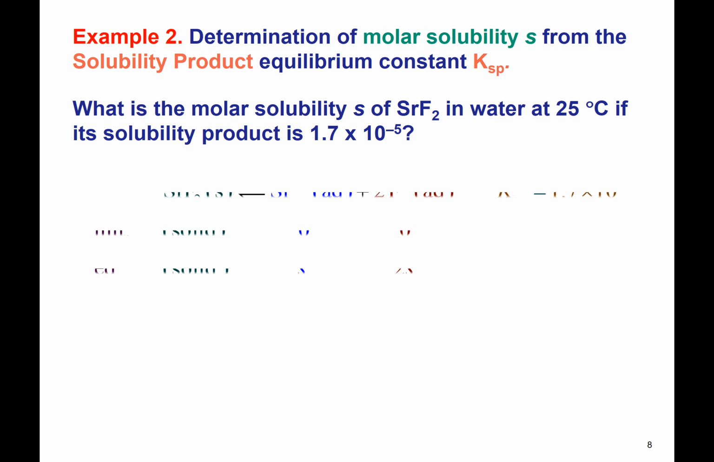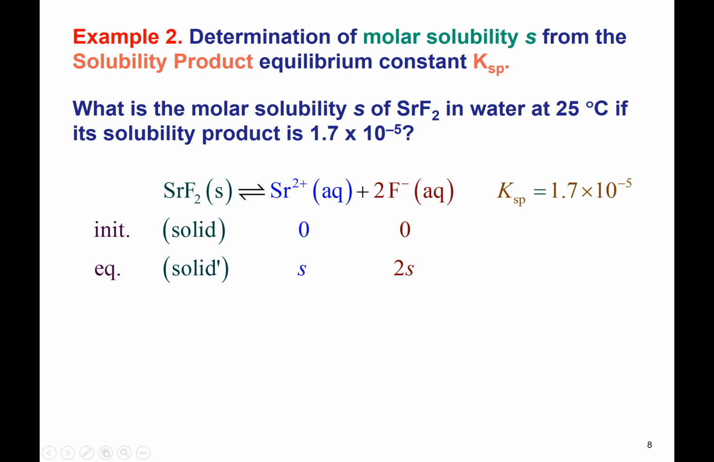So as before, we construct an ICE table. Strontium fluoride dissolves into strontium cations and 2 fluoride anions. And as the problem says, the solubility product is 10 to the minus 5. So initially we have solid in contact with water. There are no ions present because the dissolution has not started. We let then the reaction proceed towards equilibrium, and when that happens, some amount of solid has dissolved. Notice that per mole of strontium fluoride that is dissolved, we produce 1 mole of strontium but 2 moles of fluoride. So if S moles per liter, the solubility of strontium fluoride, are dissolved, we produce S mole of strontium cations, but twice that amount of fluoride anions.